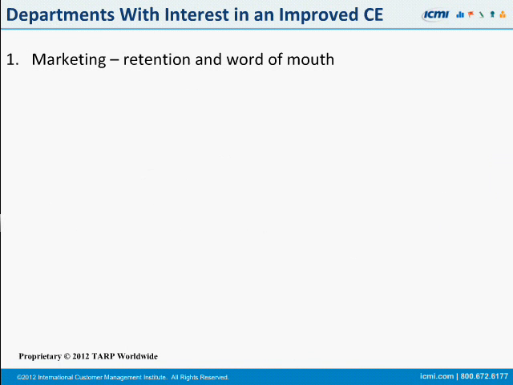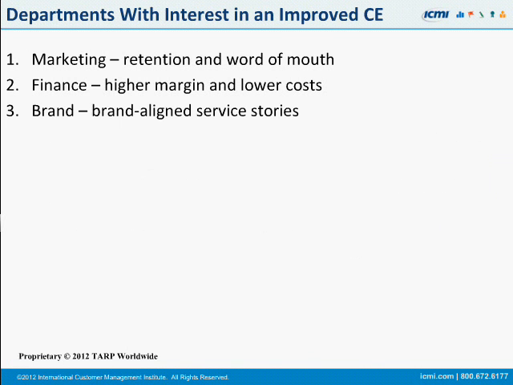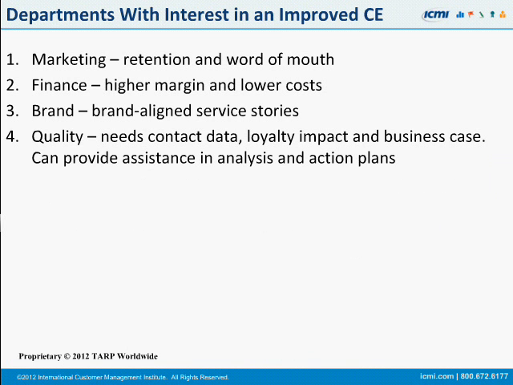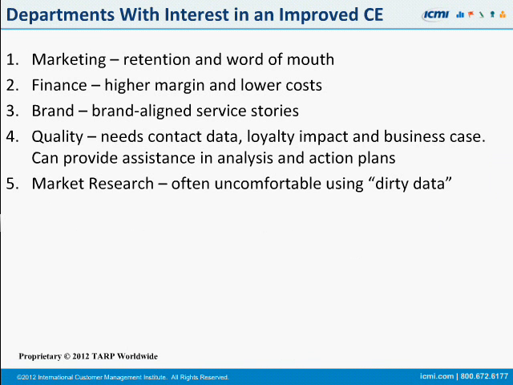Now, in terms of the departments that you should be convincing, and I'm not going to go through this in any detail right now, but we can talk about during the Q&A, marketing is very interested in retention and word of mouth. Finance wants higher margins and lower costs. Brand is interested in great stories that promote word of mouth. Quality needs contact data to make the business case. And by the way, quality can provide you in the contact center with some analytical horsepower and can work with you to actually test different opportunities. We find quality and Lean Six Sigma staffs are very good at that.